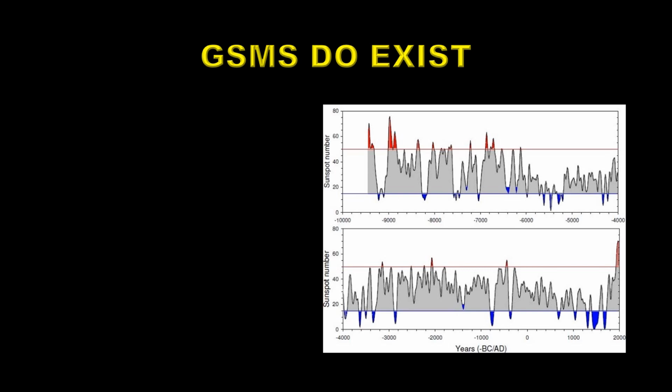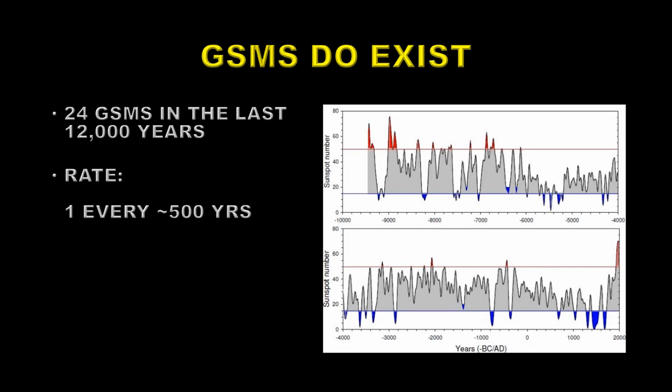And this is a plot of those grand solar minima over the last 12,000 years. The grand solar minima are where these blue icicles are hanging down from the blue line. If you look at the data, there's 24 of them in the last 12,000 years. That's a rate of 1 every 500 years, not 400 years, note, on average.